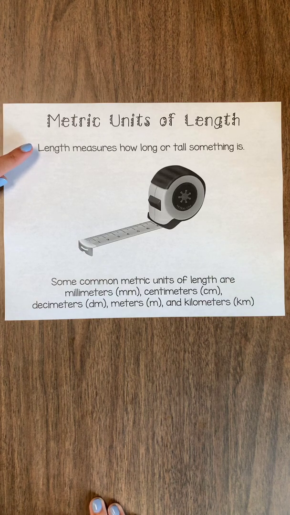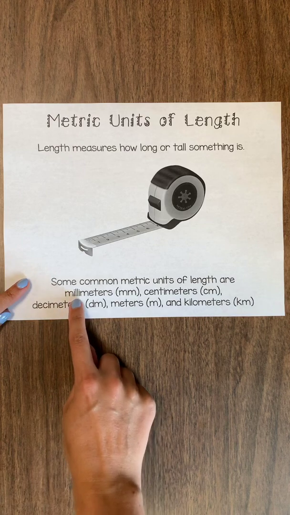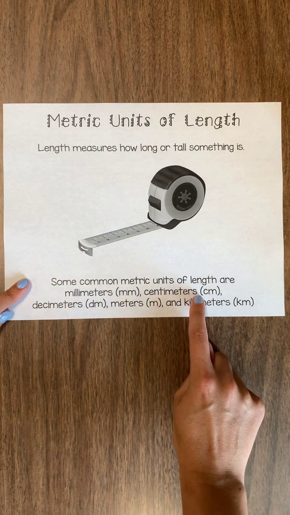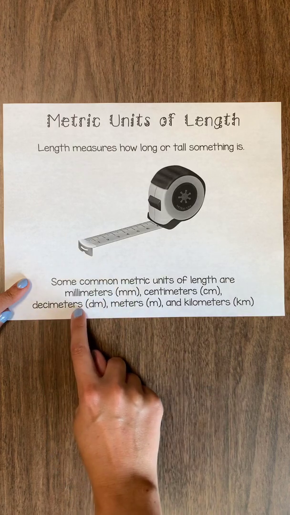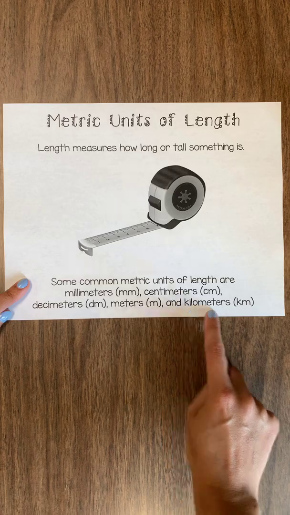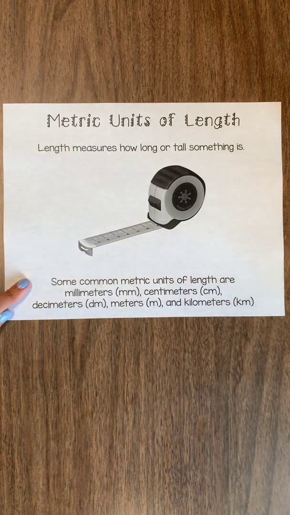The last unit of measurement I want to talk about relates to length. Length measures how long or tall something is. There are quite a few metric units that we use when measuring length. Some of them are millimeters, there's its abbreviation, centimeters, cm, decimeters, dm, meters, m, and kilometers, km.